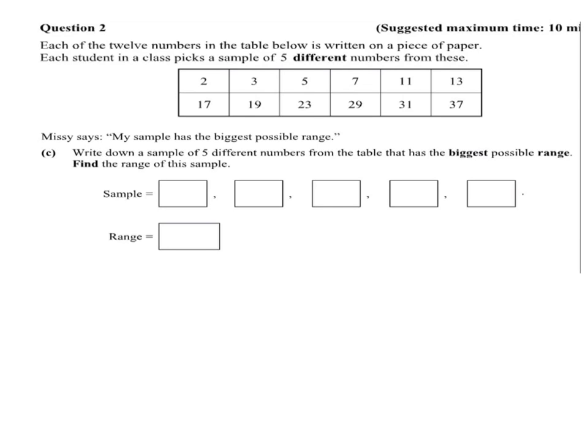Missy says, "My sample has the biggest possible range." Part C, write down a sample of 5 different numbers from the table that has the biggest possible range. Find the range of this sample. So in these 5 boxes here, we're going to write down numbers that will give us the biggest possible range. And then in this box here, we write down what the range of that set of numbers actually is.